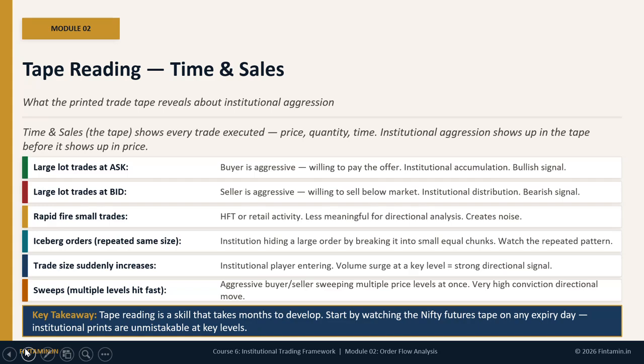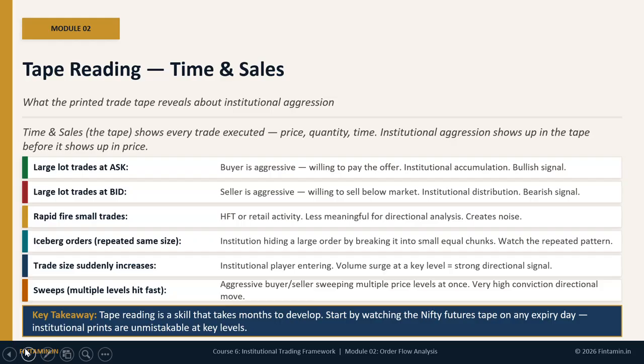Tape reading. Time and sales. The tape shows every executed trade like price, quantity, and time. Institutional aggression shows in the tape before it appears in the price chart. Large lot trades at the ask price means someone was willing to pay the offer price to buy immediately. Aggressive buyer. Institutional accumulation and bullish signal.